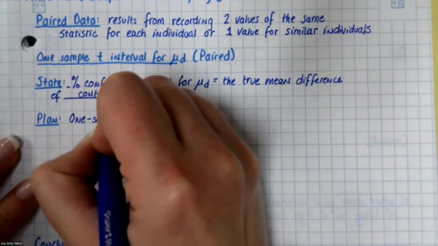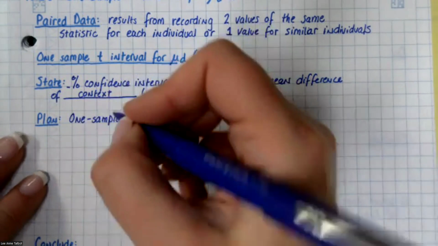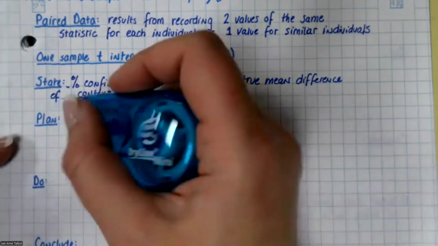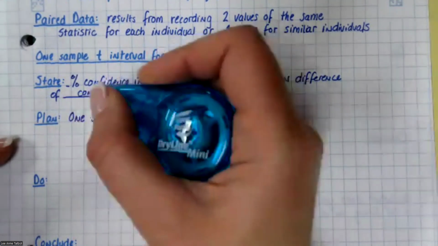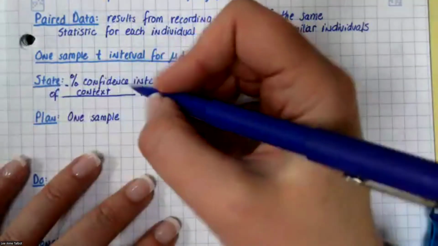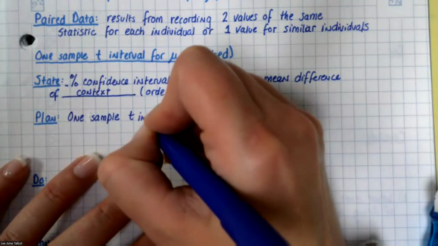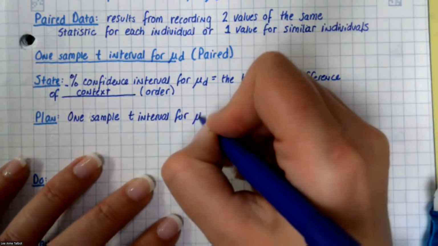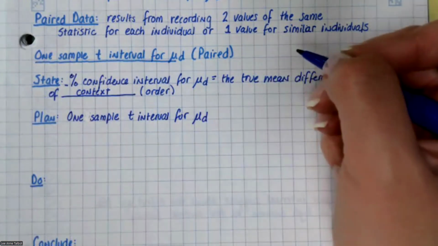Okay, plan. One sample t interval for mu d.